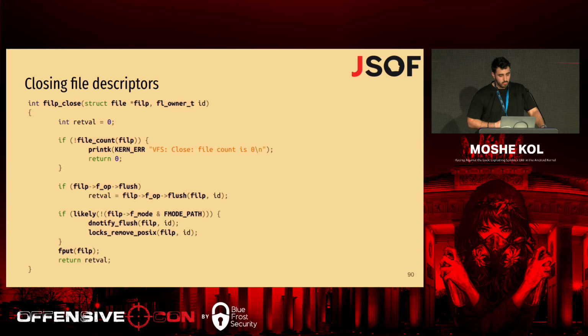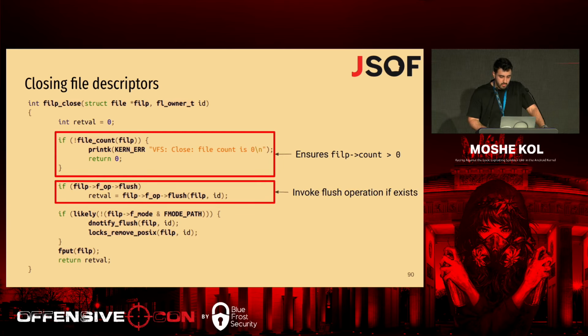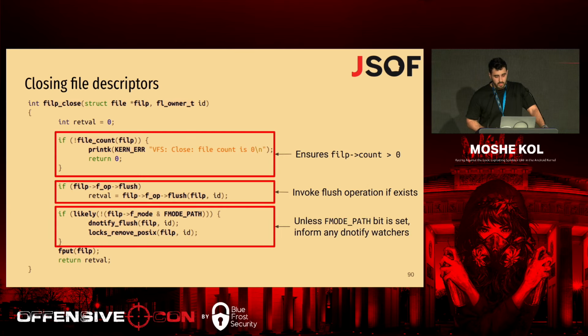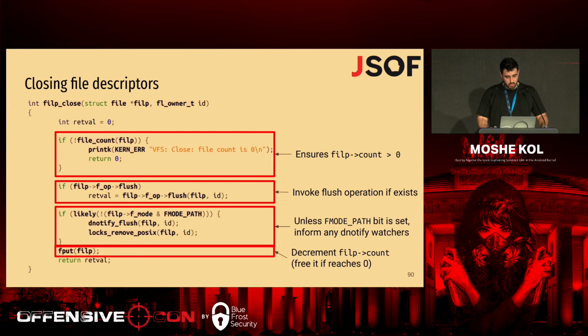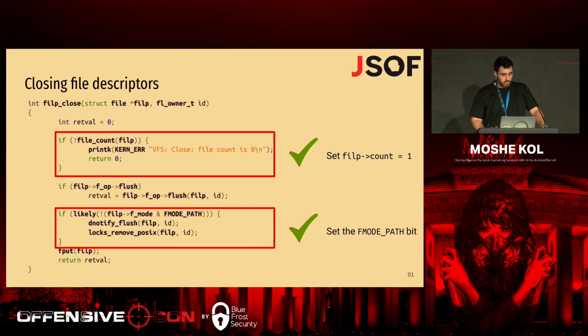So let's see what happens when we close a file in the kernel. First it checks the count of the file. It ensures that it's greater than 0. Then it invokes the flush operation if this pointer exists. And then unless the FMODE_PATH bit is set, it informs any dnotify watchers. And finally, it reaches the fput line where it decrements the file count and frees the file when it reaches 0. So we are now faking a struct file, so we can easily make sure that the file count is 1. We can easily make sure that the f_mode contains the FMODE_PATH bit.